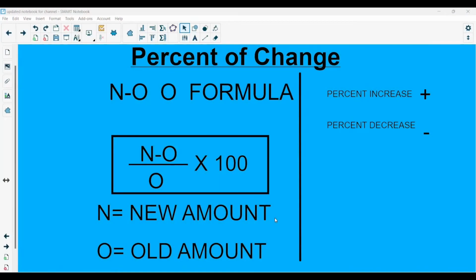Today's lesson will be on the percent of change, okay? So we have just a little bit of notes that we need to take down into our notebooks just so we're able to understand what's going on throughout the lesson. And the first thing we need to write down is our formula.